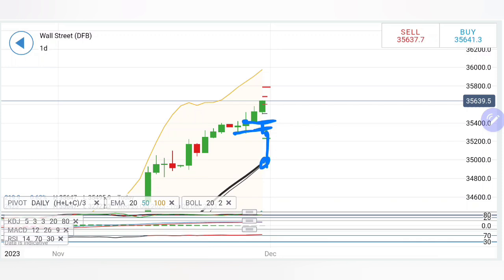As long as 35,480, 500 is not taken, do not treat US30 as bearish. It can scale past the highs here. Take your positions accordingly. Trade with a stop loss and a trailing stop loss.